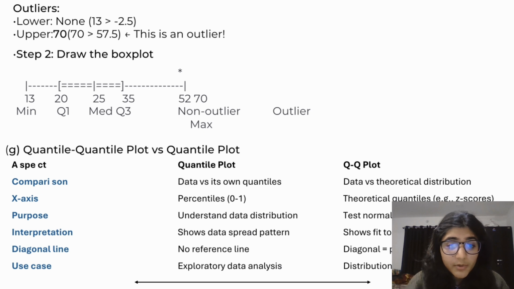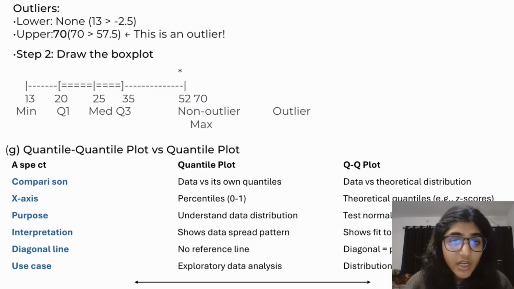What is the purpose of the quantile plot? That is to understand data distribution. And the QQ plot's purpose is to test normality or compare distributions. The interpretation of the quantile plot is that it shows data spread patterns, and the QQ plot shows fit to a reference distribution. The quantile plot has no reference line, and in the QQ plot the diagonal line equals a perfect fit to theory. The quantile plot is used for exploratory data analysis, and the QQ plot for distribution testing and validation.